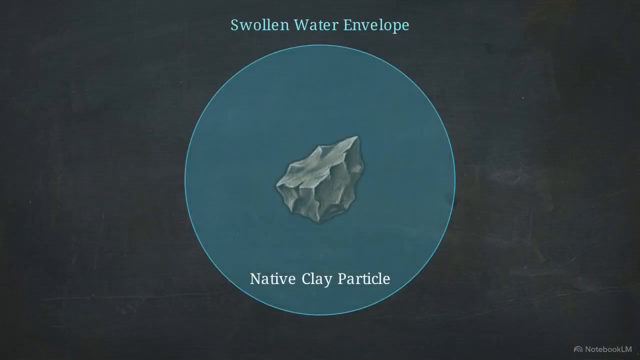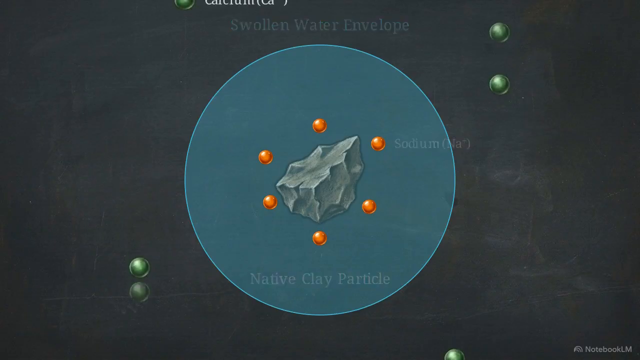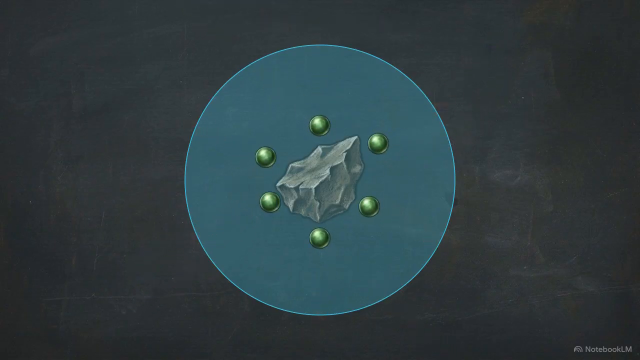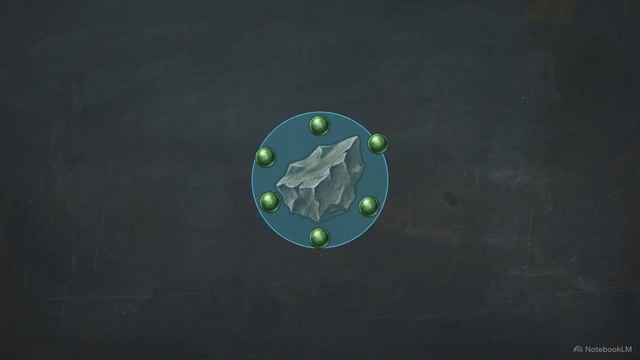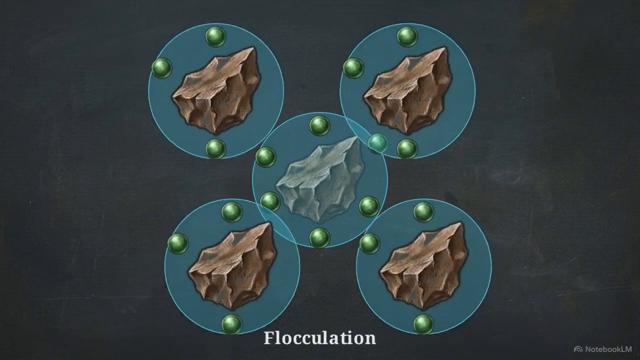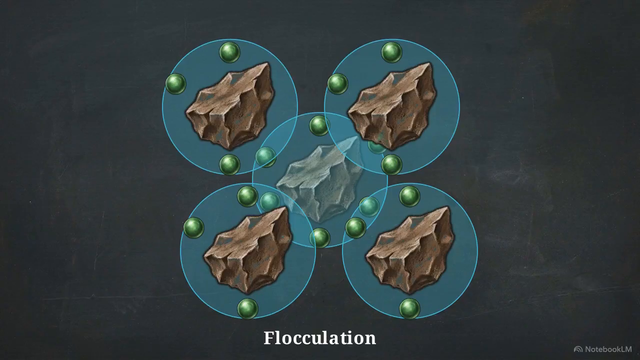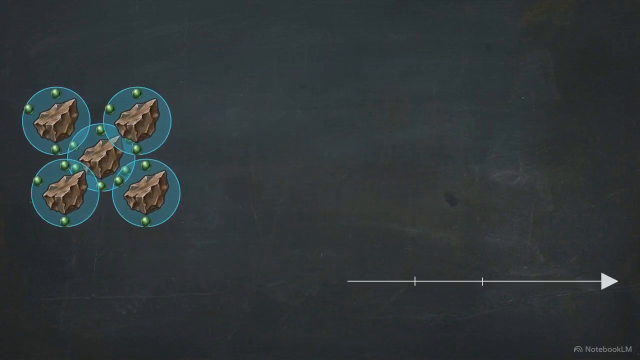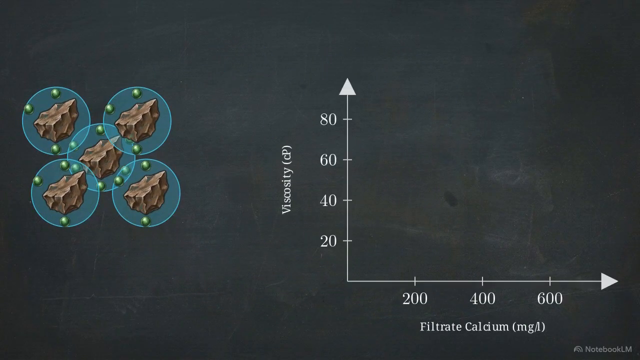Native clay particles carry sodium cations, forming massive, swollen water envelopes. When introduced, high-energy calcium ions displace the sodium. This base exchange strips away the hydration layer, drastically shrinking the protective water envelope. Without this envelope, clay particles physically touch and clump into large flocks.